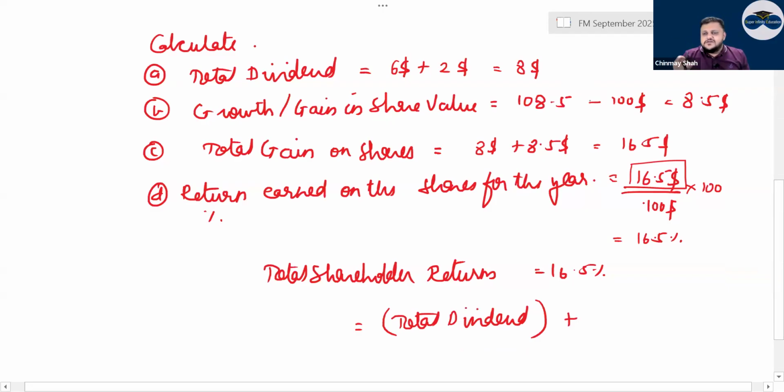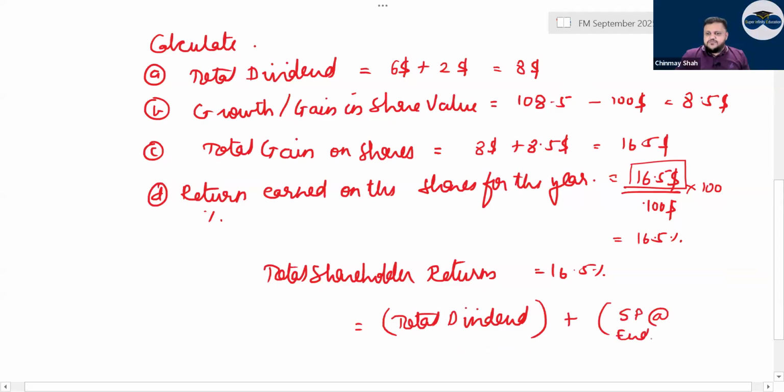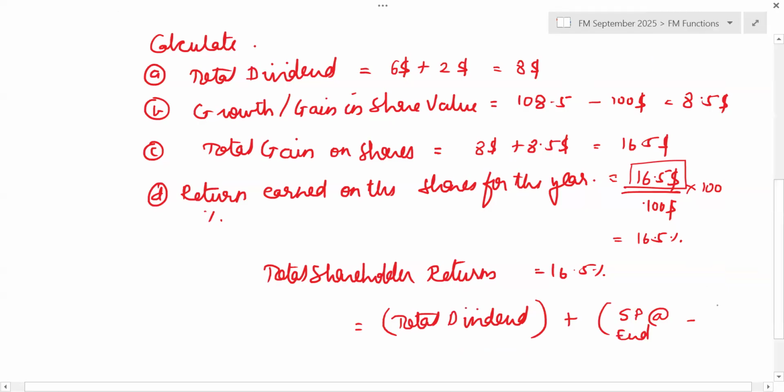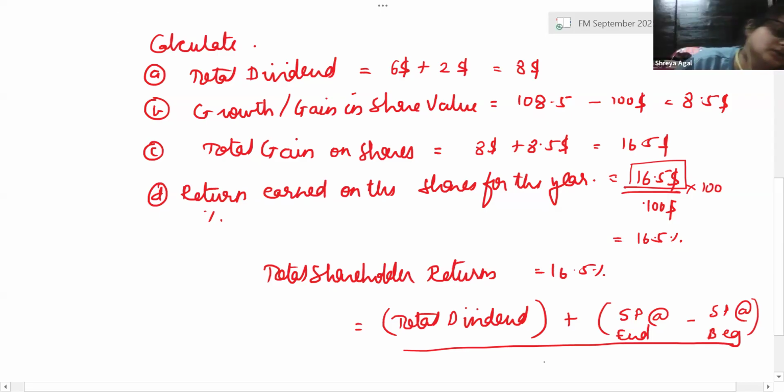If I open it up, what is 108.5, share value at the start of the year, or at the end of the year? Share price at end of the year minus what? 100 is what? Start of the year. Share price at beginning of year, this bracket, and this whole divided by what? $100 is share price at beginning or share price at end? Beginning. Correct. So share price at beginning.